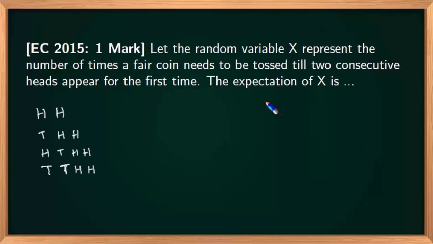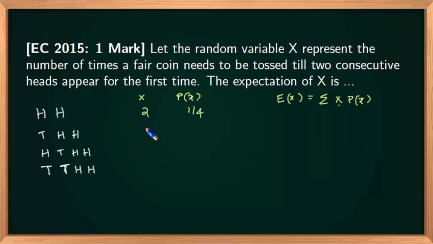So usually the expected value of x is the sum of x into p of x, right? The random variable into the probability of that random variable. So when we take a few cases like head head, here the random variable is the number of tosses required, so it is 2, and p of x is 1 by 4 because one head happens with a probability of 1 by 2, the second head happens with a probability of 1 by 2, so it is 1 by 4.